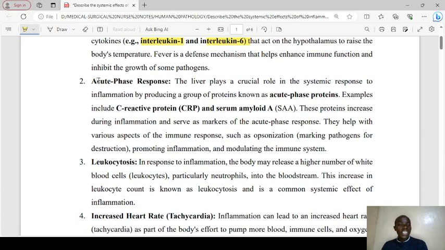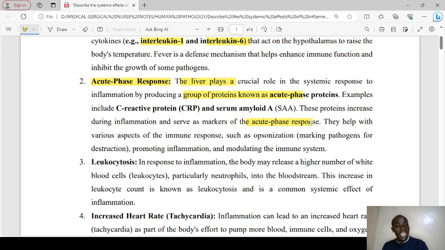Number two, we have acute phase reaction. And this one is normally made possible by the liver, whereby the liver plays a crucial role in the systemic response to inflammation by producing a group of proteins known as acute phase proteins. So these proteins include CRP, C-reactive protein, and serum amyloid A, SAA. These proteins increase during inflammation and also serve as markers of acute phase reaction.